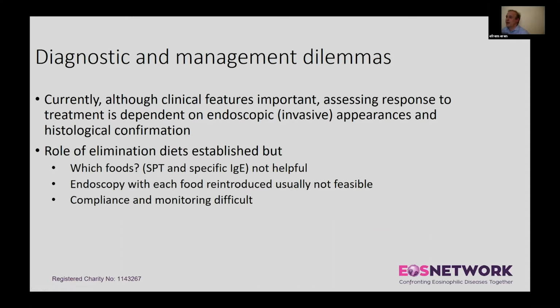So now I'm going to talk about diagnostic and management dilemmas. So as we've said, clinical symptoms, so degree of dysphagia, how often they get dysphagia, is a bit difficult.